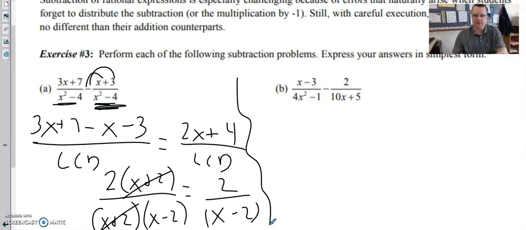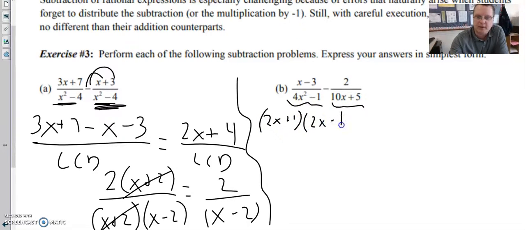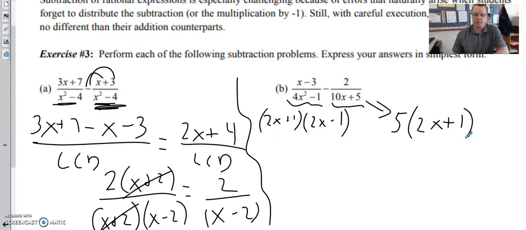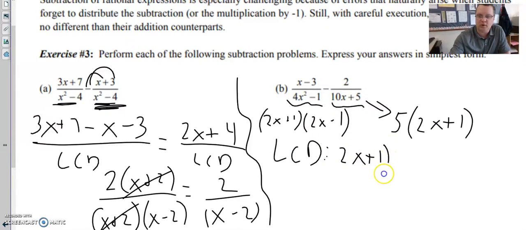All right, everyone gets a little more difficult. So 4x squared minus 1 factors to 2x plus 1, 2x minus 1. Okay? 10x plus 5, take out a 5, and I have a 2x plus 1. Okay? The LCD is the 2x plus 1, the 2x minus 1.